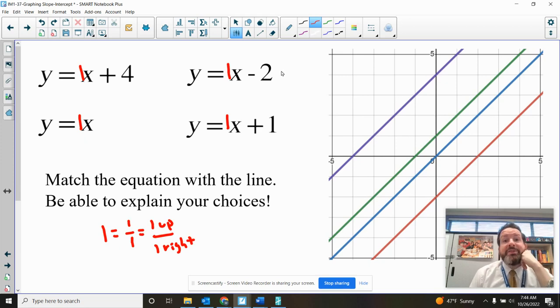So the only difference is the y-intercepts. Let's just look at where these lines cross the y-axis. The purple one crosses right here. That's at a height of +4. I'm looking for the +4 on the back. This is my purple line.